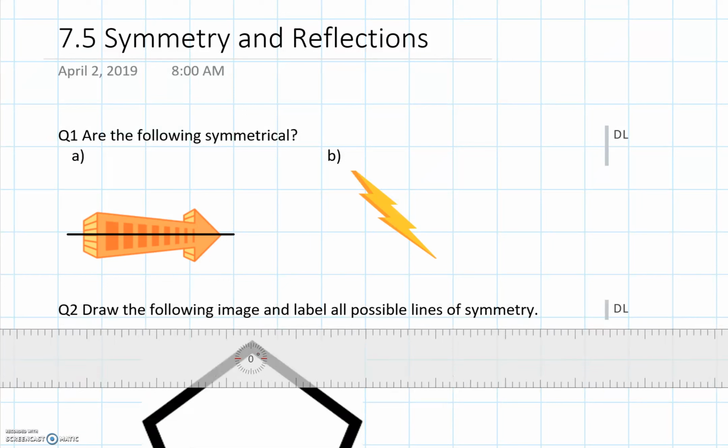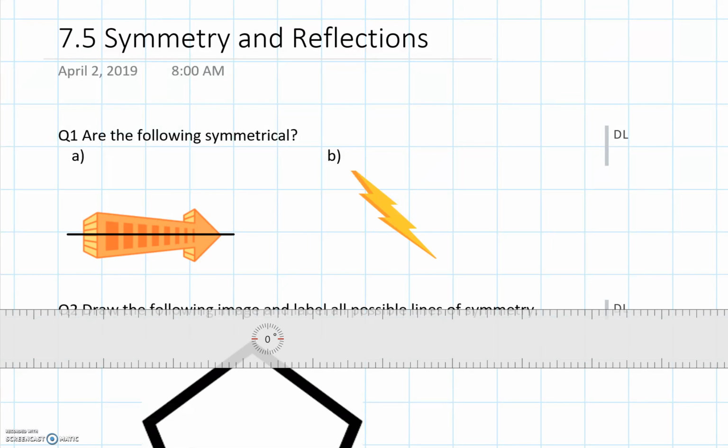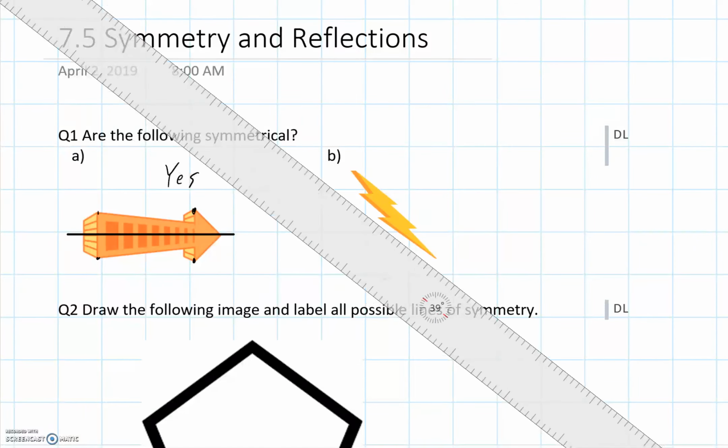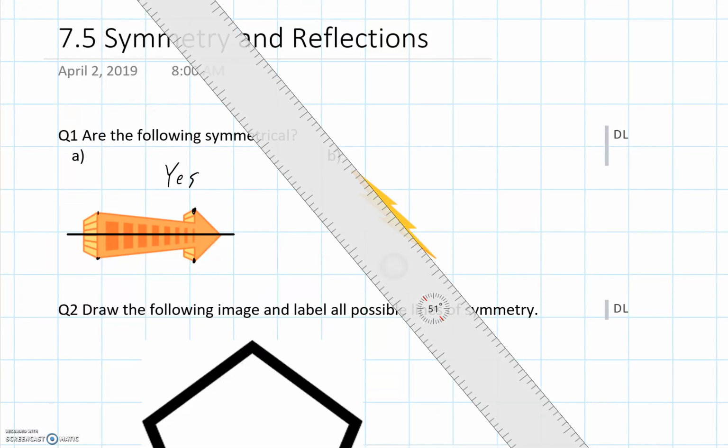So if I make a line like that, is it the same above and below the line? Is it like a reflection of the line? So if you look at this point and this point, they're the same distance from the line. This point, and so on, all throughout the image. Okay? So actually, yes, this is symmetrical. And it only has to be symmetrical in one way to be able to say it's symmetrical.